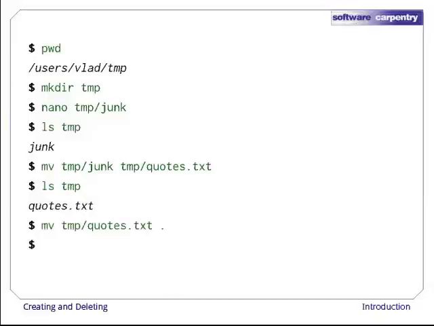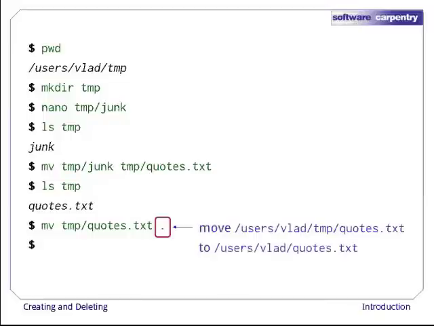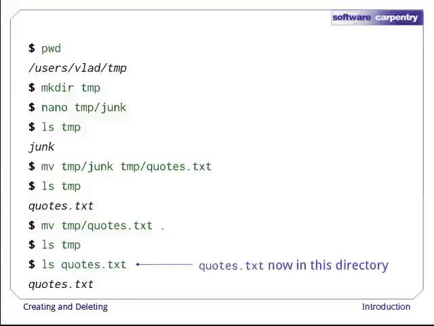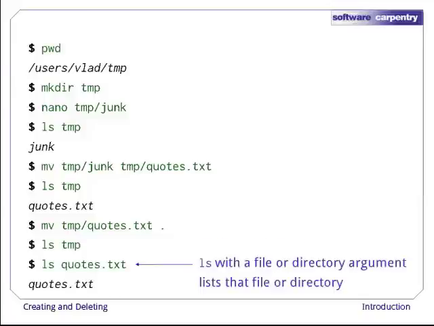Let's bring that file into the current working directory. Again, we use mv, but this time the second argument is a directory. The effect is to move the file from the directory it was in to a different directory. And sure enough, ls shows us that temp is now empty, but we now have quotes.txt in our current directory. And notice, by the way, that ls with a file name or directory name as an argument lists only that file or directory.